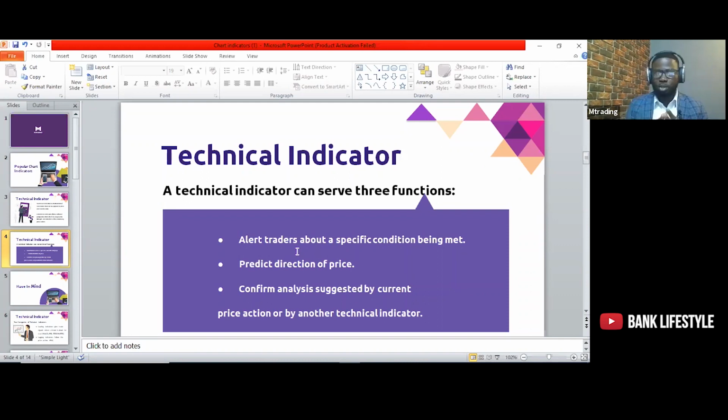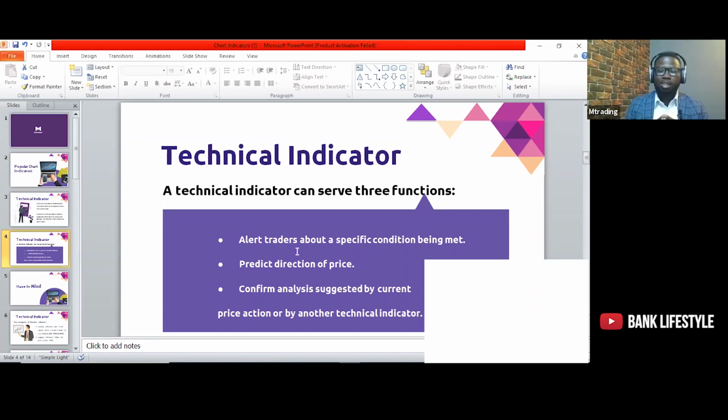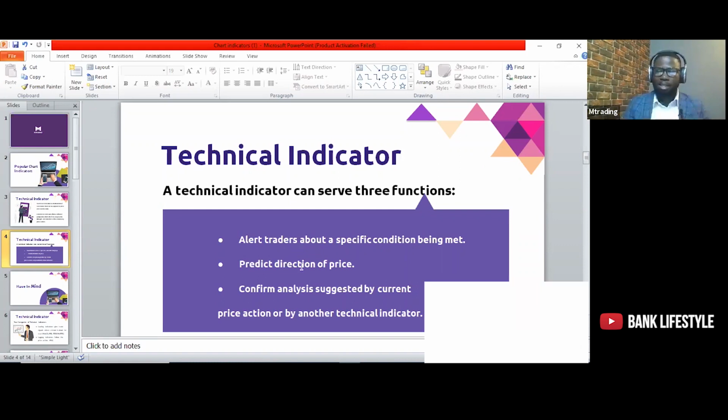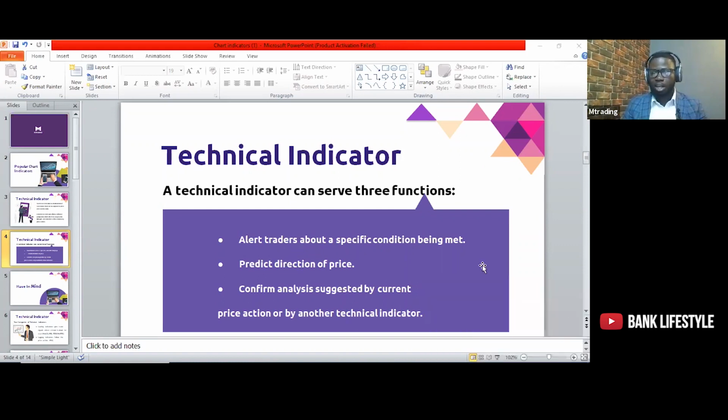And also they predict the direction of the market. Some indicators can tell you this market is on an uptrend. That's what some indicators tell you. Some indicators tell you the market is on a downtrend or the market is on a sideways trend. So if you are placing trades, you have to be cautious and place your trade based on where the trend is going.